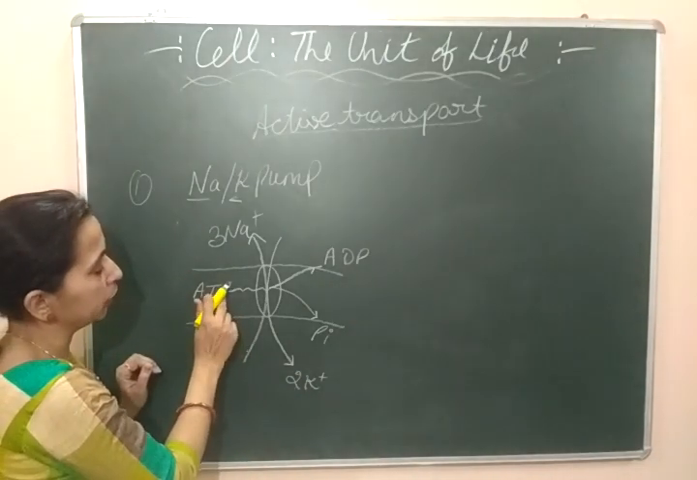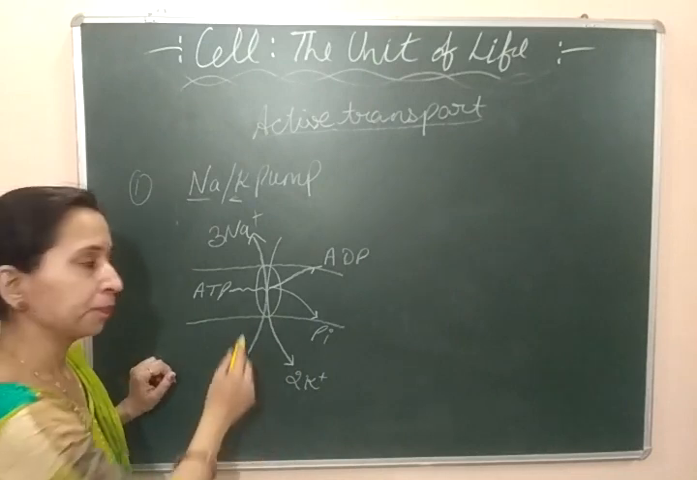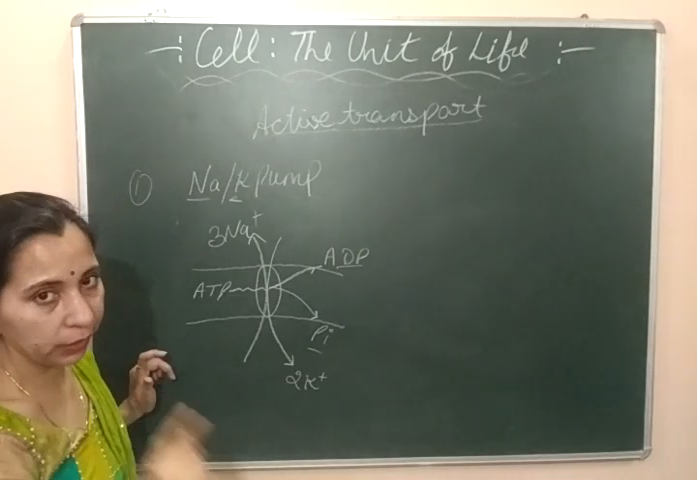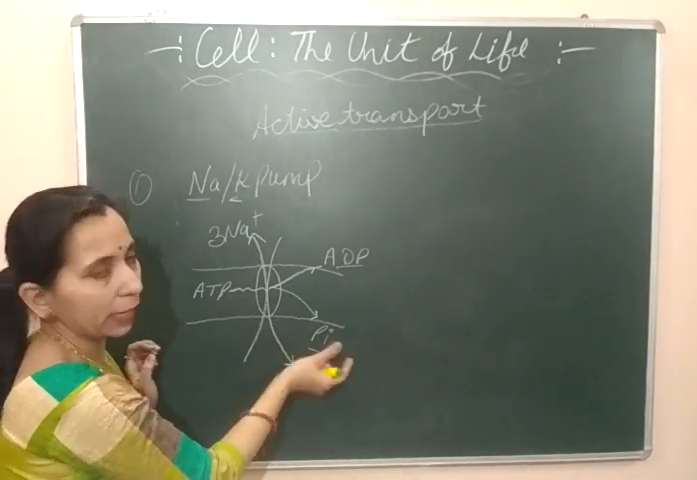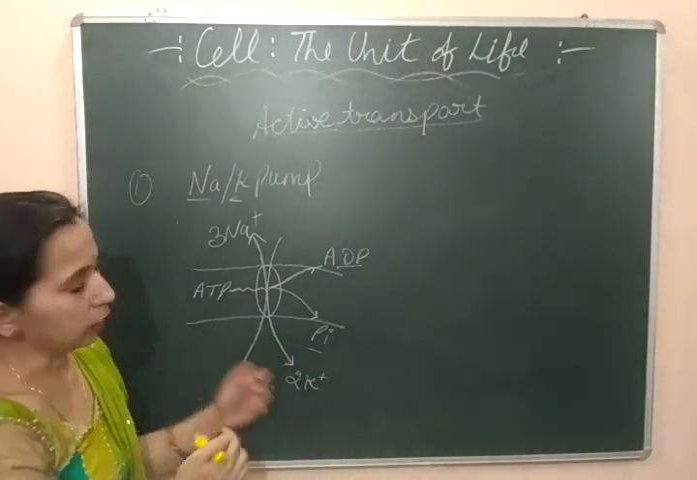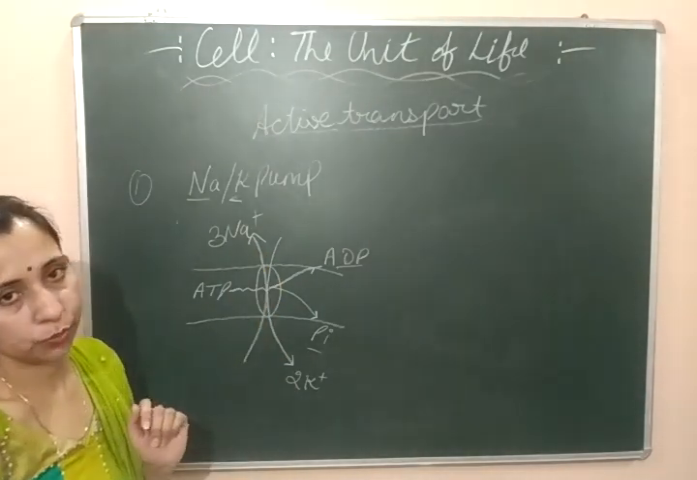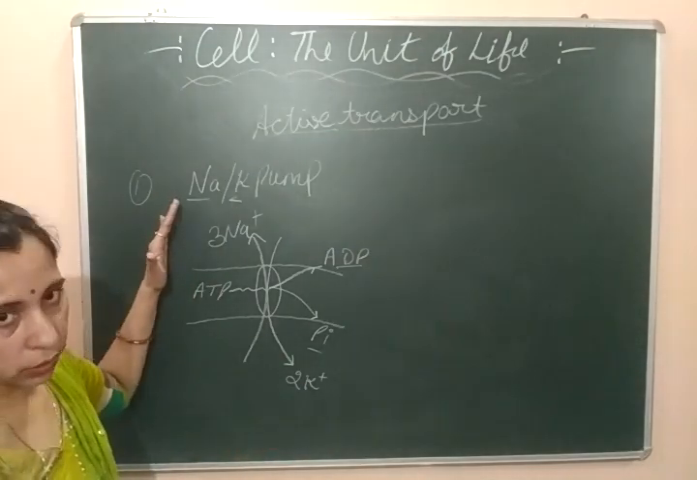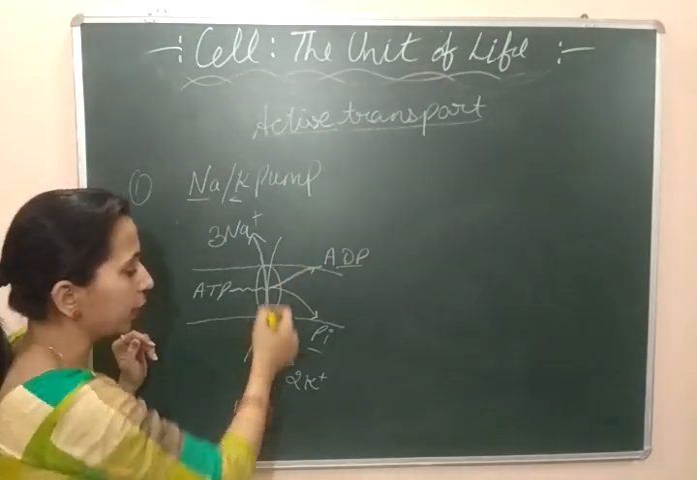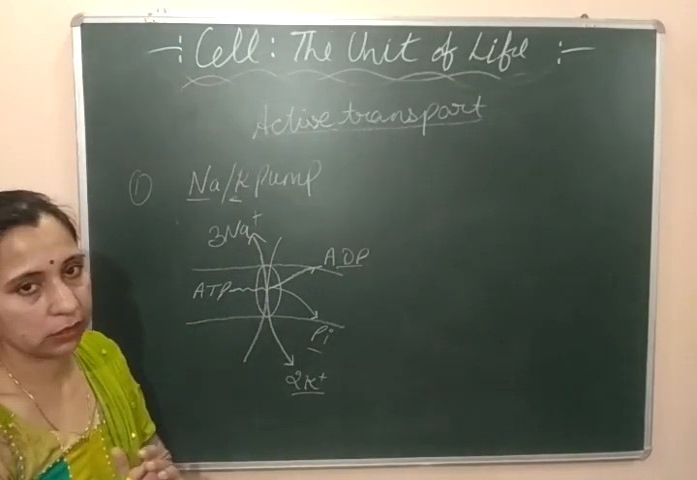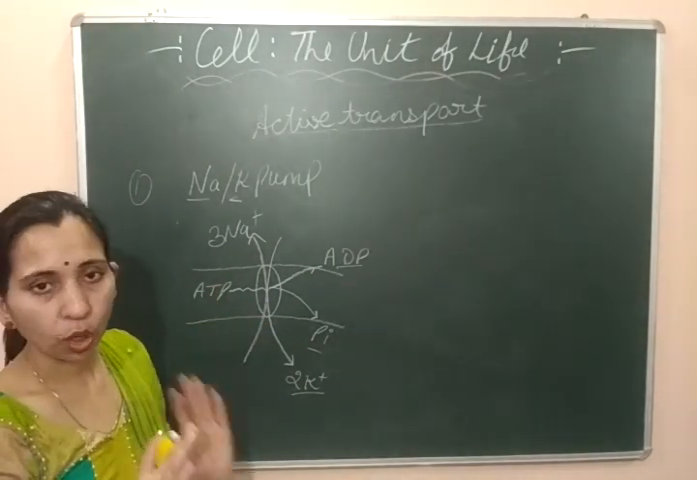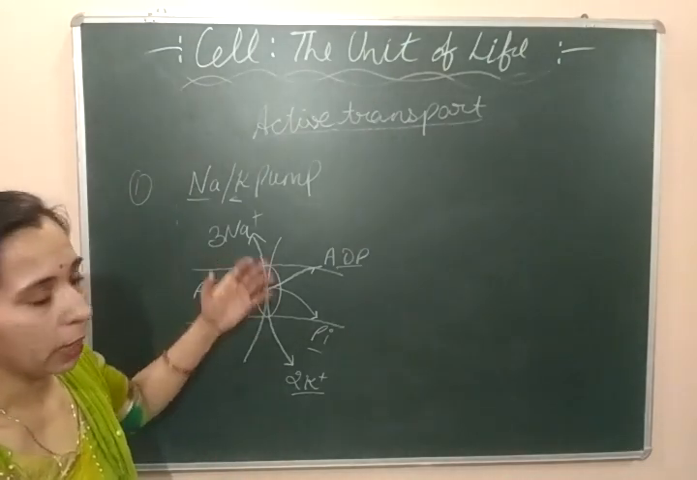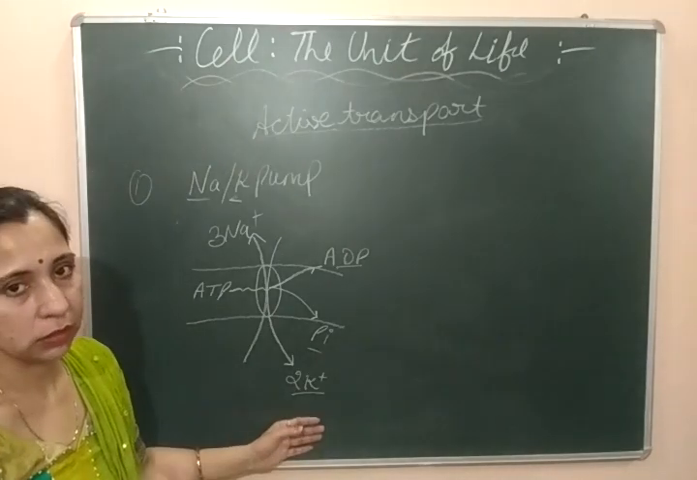Here ATP is dissociated, forming ADP and inorganic phosphate, and energy is released. When inorganic phosphate is eliminated from the ATP, energy is released, and this energy is utilized for the transport of three sodium ions from inside to outside of the cell, and it takes two potassium ions inside the cell. These numbers always remain the same, so we can't change them. Three sodium ions go outside and two potassium ions come inside the cell.